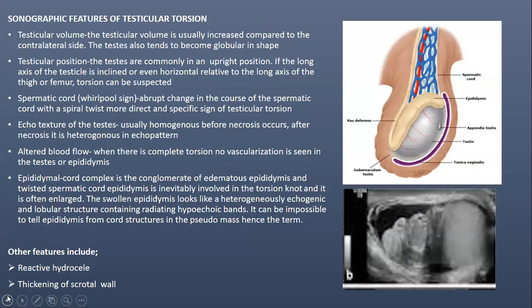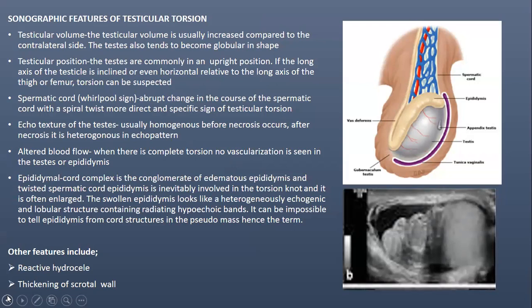We can first go back to the last slide, because I'm trying to go through one of the other features that will occur in epididymitis, epididymo-orchitis, and testicular torsion, which is reactive hydrocele and thickening of the scrotal wall. You see it in all these cases, and I've talked about it. Then there's altered blood flow.